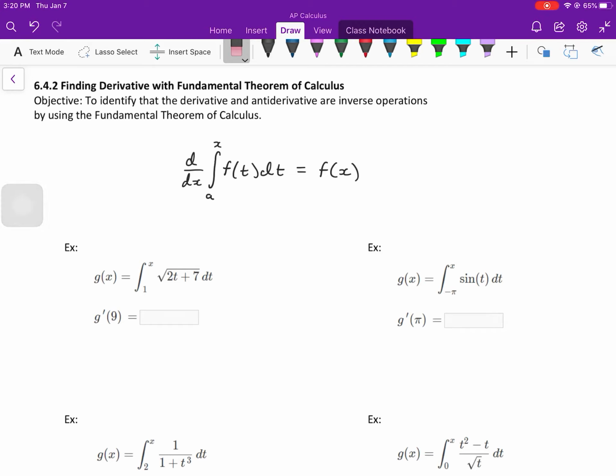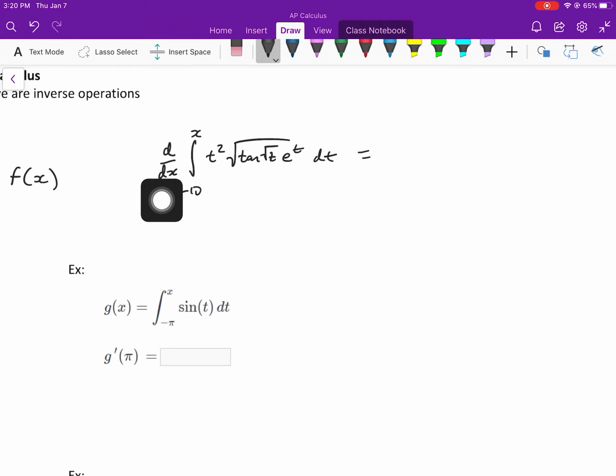So it doesn't even matter. It can be something really crazy. The derivative, let's just say from -10 to x of t squared times the square root of tangent of the square root of t e to the t dt. It could be something crazy. We don't have to worry about evaluating this integral and this derivative, because since it's an integral sign and an antiderivative and derivative together like this, they cancel each other out.